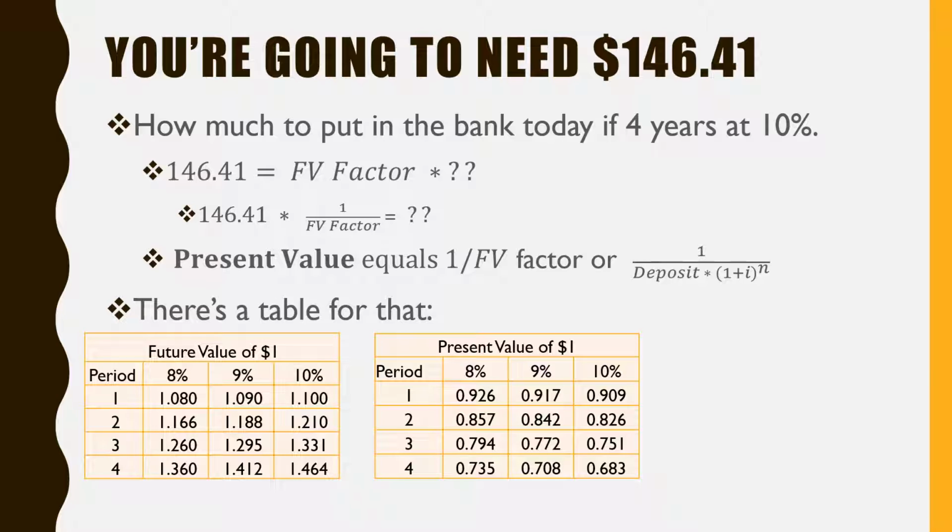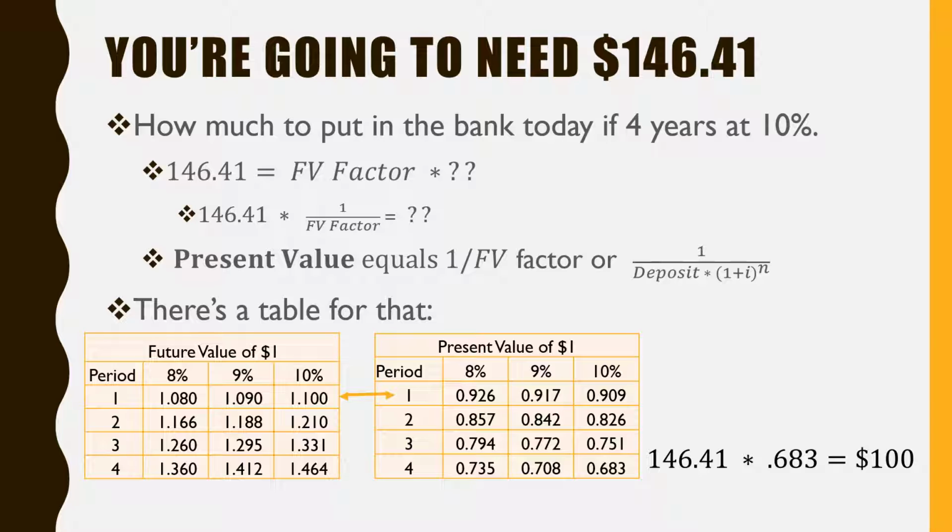So comparing our future value table and our present value table, you can see that the present value is just the inverse of the future value. 1 over any number on the future value table gives you the present value. You don't really need to know that, because all I could do is see that 146.41 times that 0.683 gives me the $100, means put $100 in the bank today, and at the end you'll have $146.41.